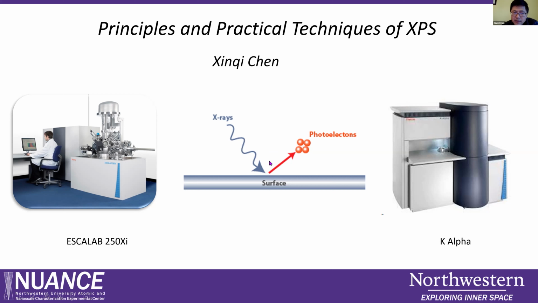Okay, so basically this is X-ray photoelectron spectroscopy. On the picture, you can see we have two instruments. The left one is the SKLab. That is what we have, and it is quite a popular instrument with a lot of advanced functions. The right one is a simpler version, like the K-Alpha.